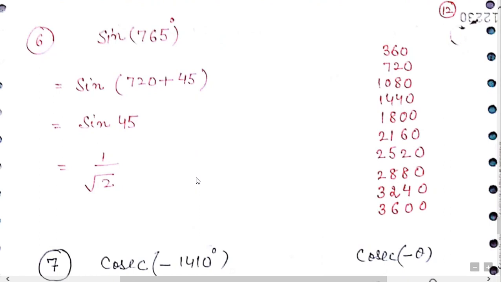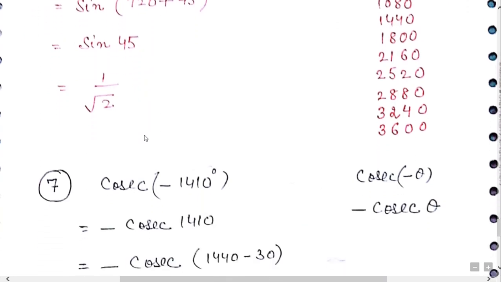We have to calculate sine 765. For the sake of simplicity, I write the table of 360. It means I can write 720 plus 45. Clearly, it's only 45 because 720 is equivalent to 0.